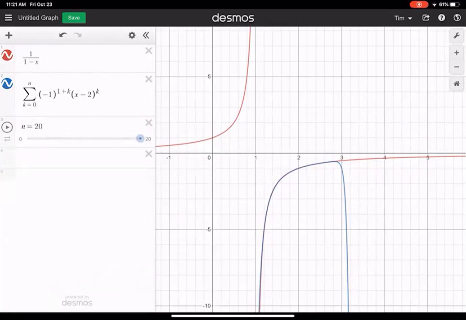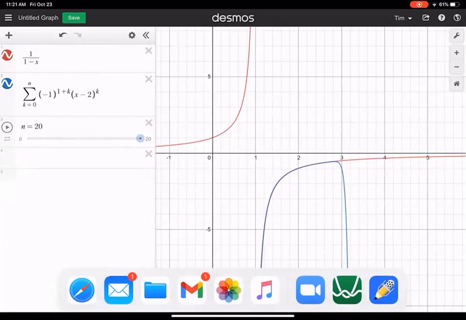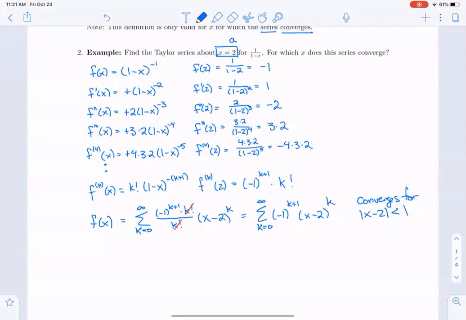Okay, so we're gonna move on. So you can see my Taylor series converges between 1 and 3. So now I've found essentially that I can rewrite 1 over 1 minus x as this polynomial near x equals 2. Okay, and notice it's different than what I got when I had the geometric series, which was centered at x equals 0.